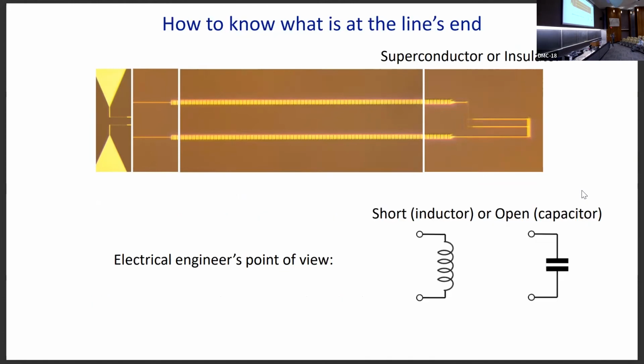And now, in this formulation, the question of the transition can be reformulated. We want to know: is it a superconductor or an insulator? Now it's a question of a boundary condition for the waves inside the transmission line. And if you're asking this question at finite frequency, it's actually a question of whether it is an inductor or a capacitor. Is it short or open? And that's something which we can tell by looking at the modes inside the transmission line.